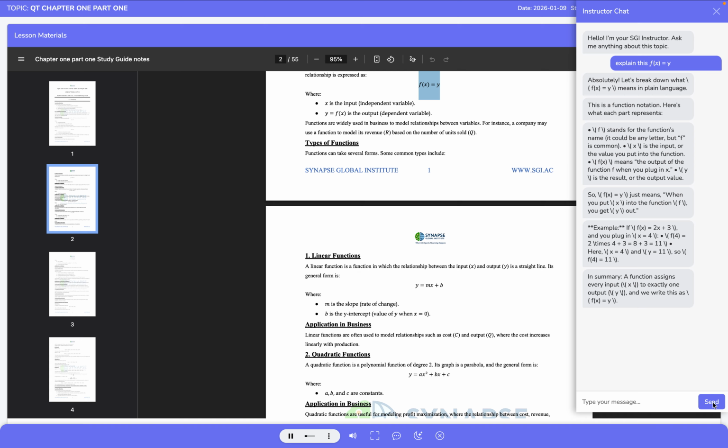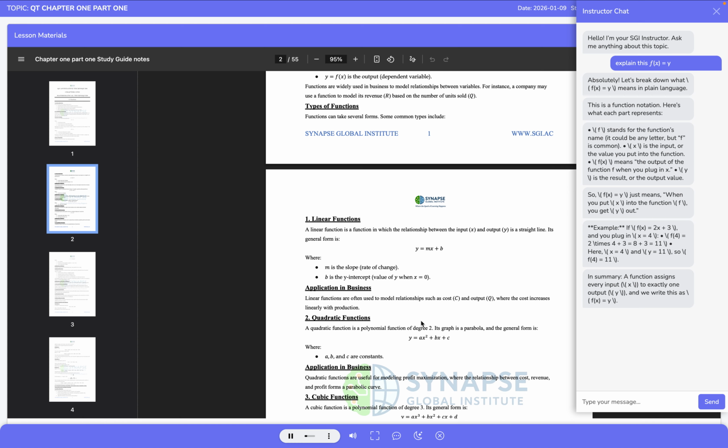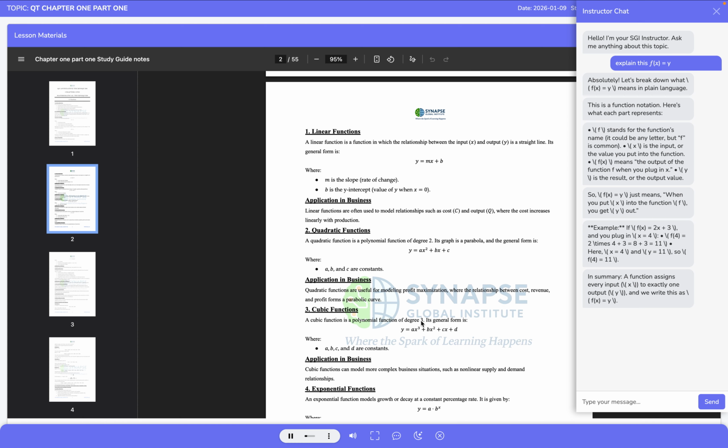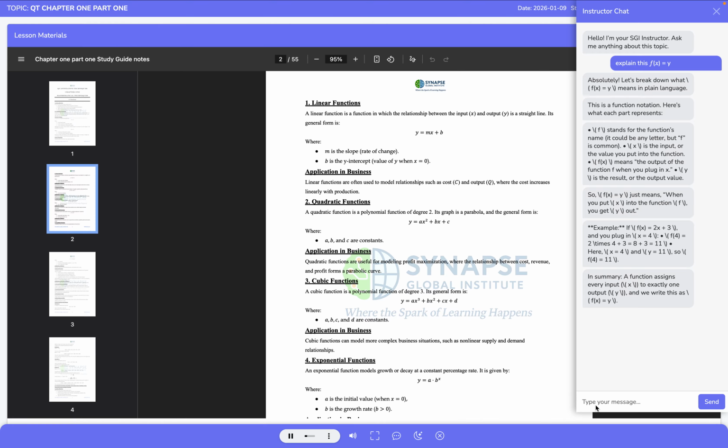Another important type is the quadratic function. A quadratic function is a polynomial function of degree 2, and its graph is a parabola. The general form is y = ax² + bx + c. Here a, b, and c are constants. In business, quadratic functions are especially useful for modeling profit maximization, where profit may increase as sales increase up to a certain point and then begin to decrease due to factors such as rising costs or diminishing returns.